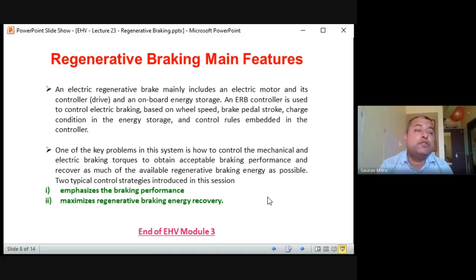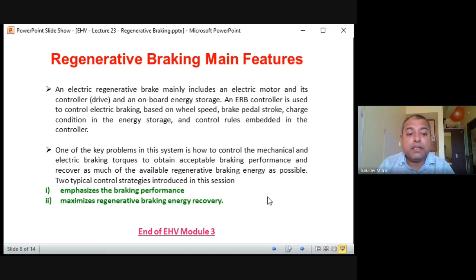Mechanical braking is actually used to decelerate the vehicle, and mechanical braking is offering us safety. And regenerative braking is offering us energy. So there should always be a balance. Recover as much available braking energy as possible. This is the agenda, but this is not the agenda for safety. This is an agenda for increasing efficiency.